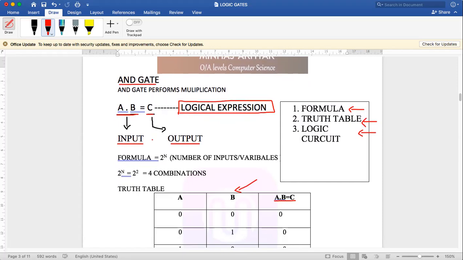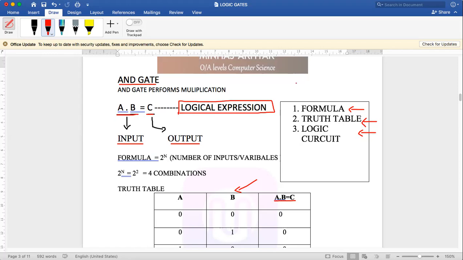So we come to know that AND gate performs multiplication. We have a question in logical expression, and we need to declare what is input and output for our own understanding. In the exam, it is not mandatory. You need to just solve the question. That's it. But right here, we are learning it, so we need to understand.